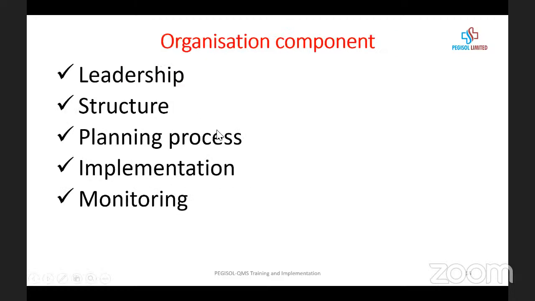Okay. So now let's look at organization components. We want to talk about organization components. These are the components of an organization: 1, leadership. 2, structure. 3, planning process. 4, implementation. 5, monitoring. I'll take that again. 1, leadership. 2, structure. 3, planning process. 4, implementation. 5, monitoring.